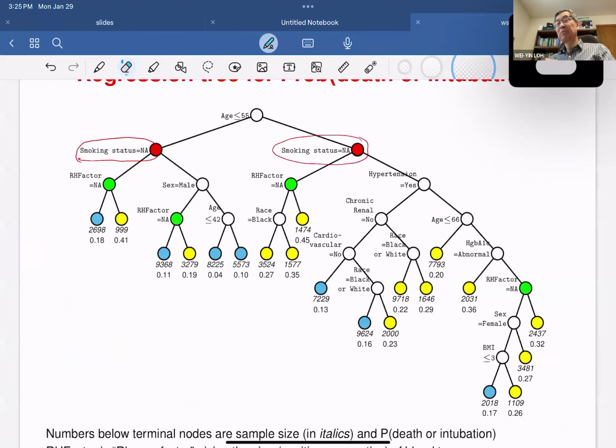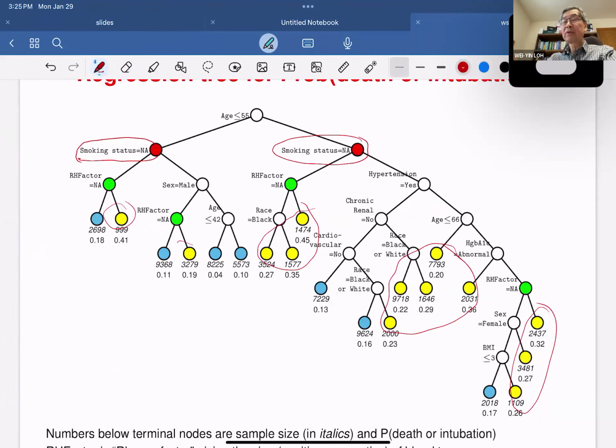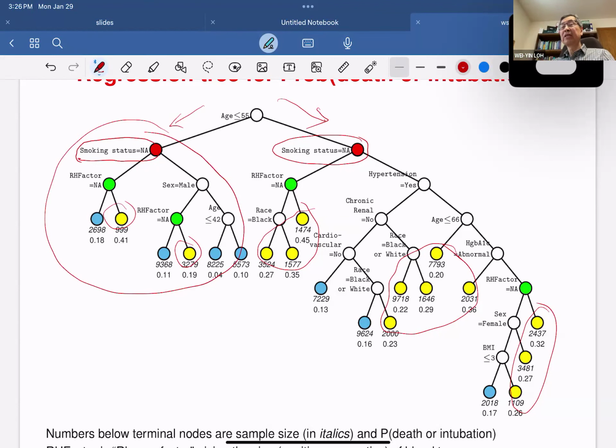And here, if you remember, yellow terminal nodes, all these yellows, means that the death rate is higher, okay? The blues are the lower death rates, right? Or death or intubation. So the rates are at the bottom of each of these nodes. So you see that most of the yellows are on the right side of this first split, which you expect, right? Because these are older people, they're more likely to die or have to be intubated. If you're young, then you go to the left. And if you're young, nothing much happens because most younger people are healthier. So the tree over here is shorter, right?